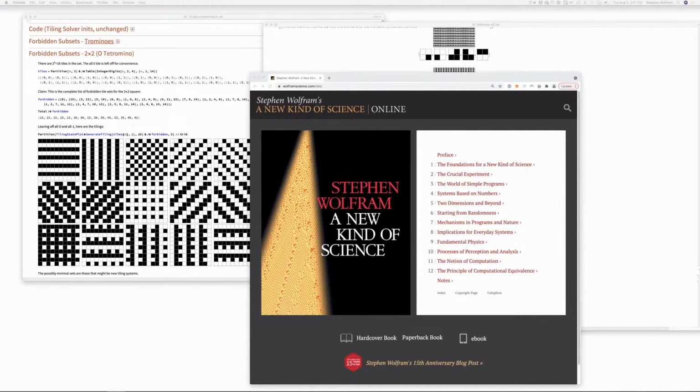And that will turn out to have importance for both things we're doing in the physics project and some applications of the physics project to things like molecular computing. So the topic is tilings. And the question is something that I talked about in the NKS book.